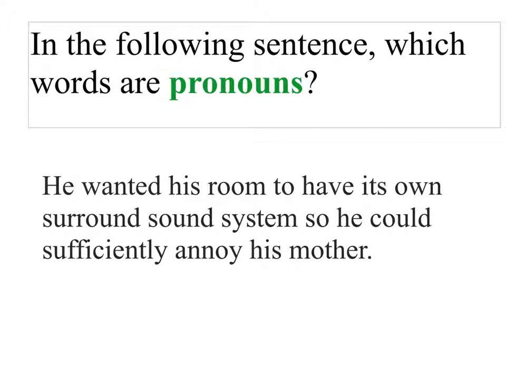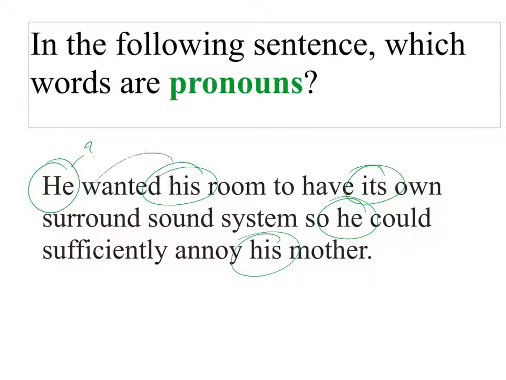Well, some of these are easy. He is obviously a pronoun because it refers to someone. We don't have the name of the person, but he still is a pronoun. His is a pronoun. Its is a pronoun. He is a pronoun. And his is a pronoun. He refers to an unnamed person. His refers back to he. Its refers back to room. He again goes back to the he, and then his goes back to he also. All of those are pronouns.